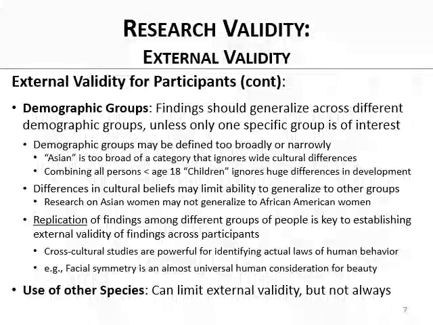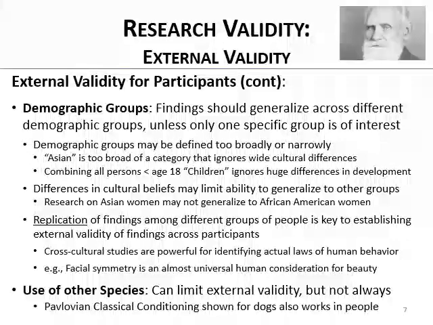Using other species can obviously limit your external validity if you're doing research on rats or whatever, but not always, right? Pavlov's work with conditioning worked on dogs. That's where he found it. That's the bell and the salivation stuff. But it also works in people. So not always, but there are definitely some issues to consider when using other species.